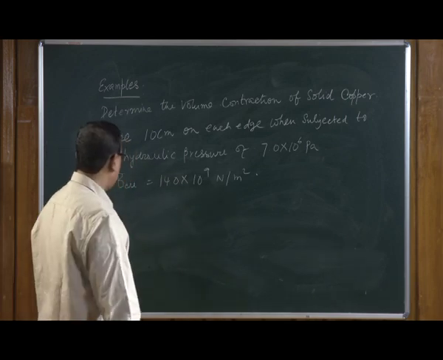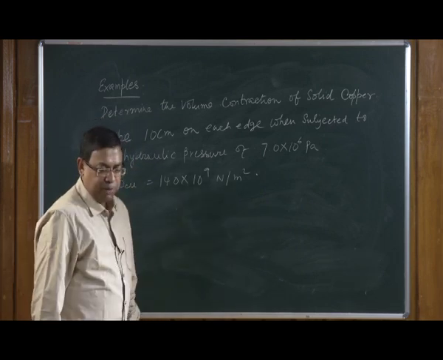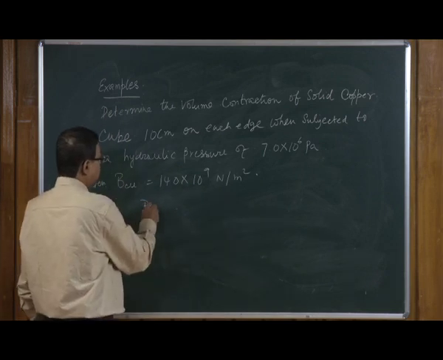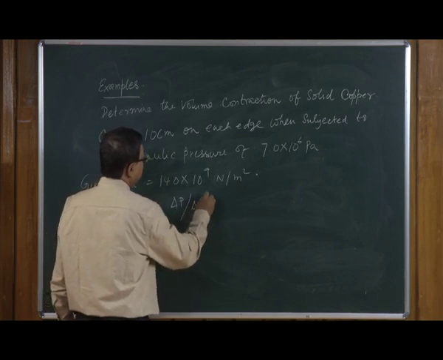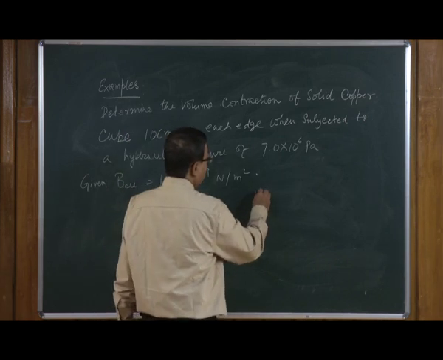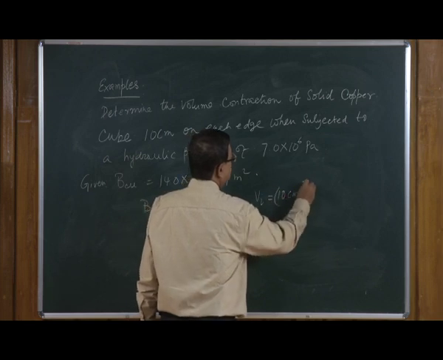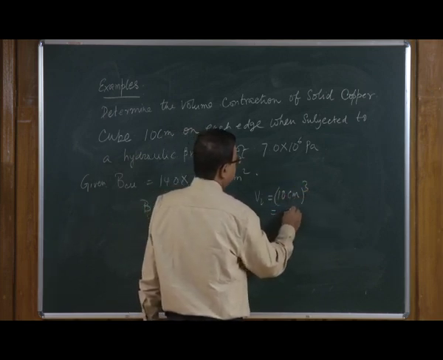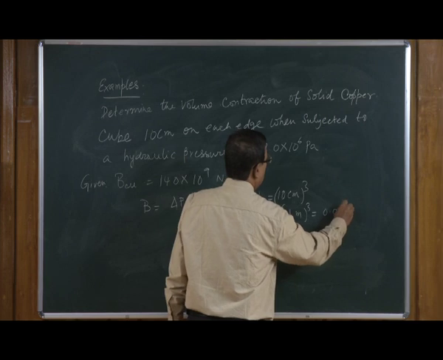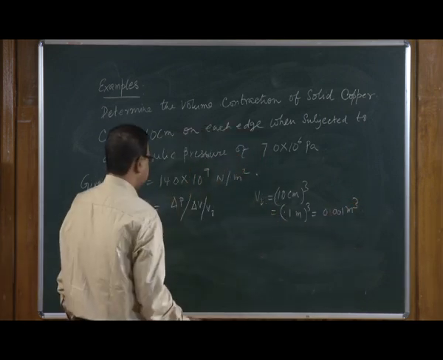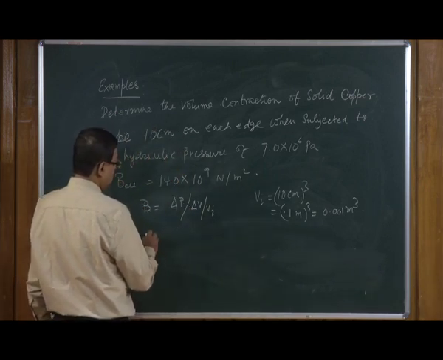And given that the bulk modulus of solid copper is 140 into 10 to the power 9 Newton per meter square, we again use this formula as delta P divided by delta V over V_i. Do not forget to convert your V_i, which is 10 centimeters whole cube, or 0.1 meter whole cube, which is equal to 0.001 meter cube. And your delta V is what is wanted.